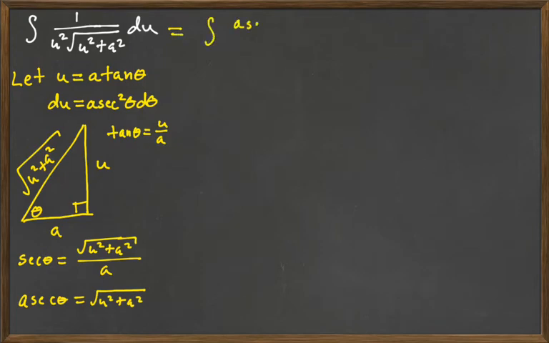Making those substitutions, this is going to be the integral of du, which is a secant squared theta d theta. u squared is going to be a tangent of theta quantity squared. And then the square root of u squared plus a squared is going to be a secant of theta.